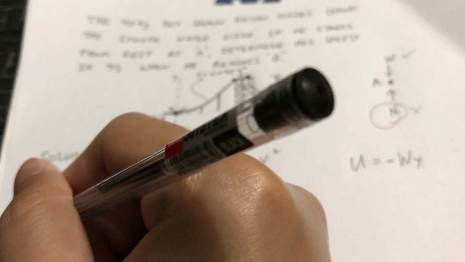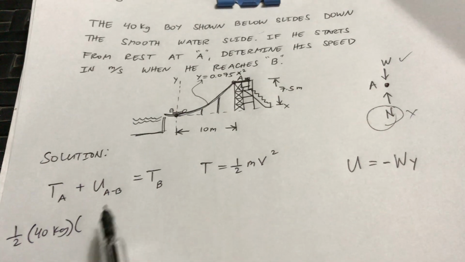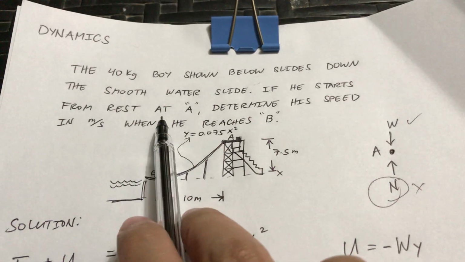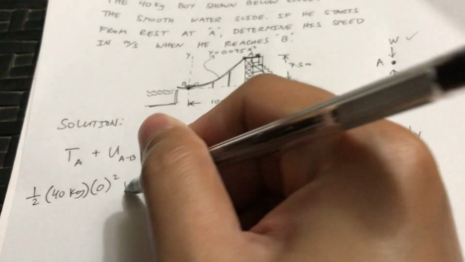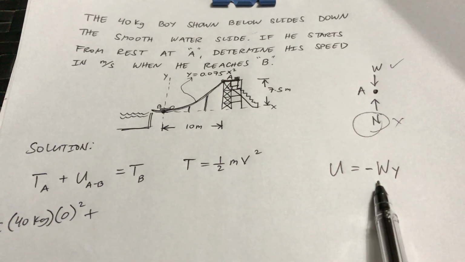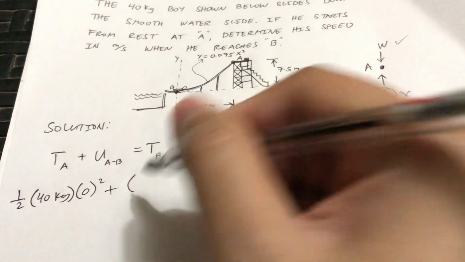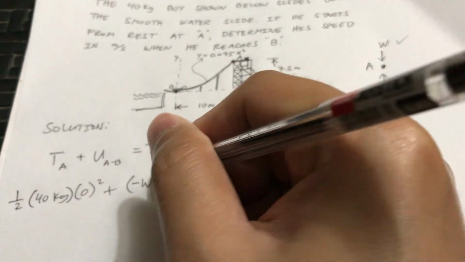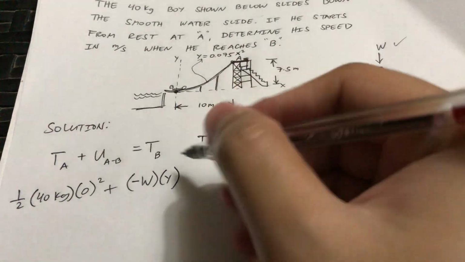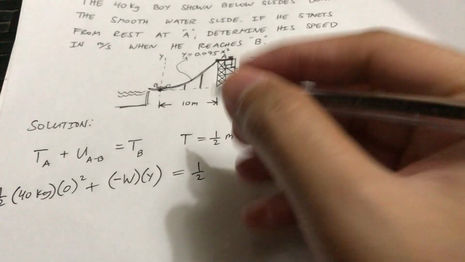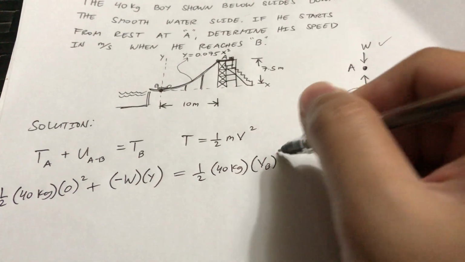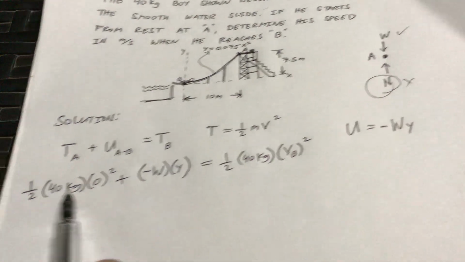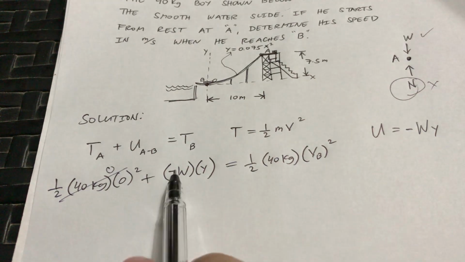So applying that here in our equation, we have the kinetic energy at point A. We have the mass is 40 kilograms times the velocity at A. At A, it starts at rest, so the velocity at A is 0 squared. Plus, since only the weight performs work, then we will put it here. Negative weight times y is equal to 1/2 the mass, 40 kilograms, times the velocity at point B squared. Okay? So this now cancels out to be 0. So we only have this one.